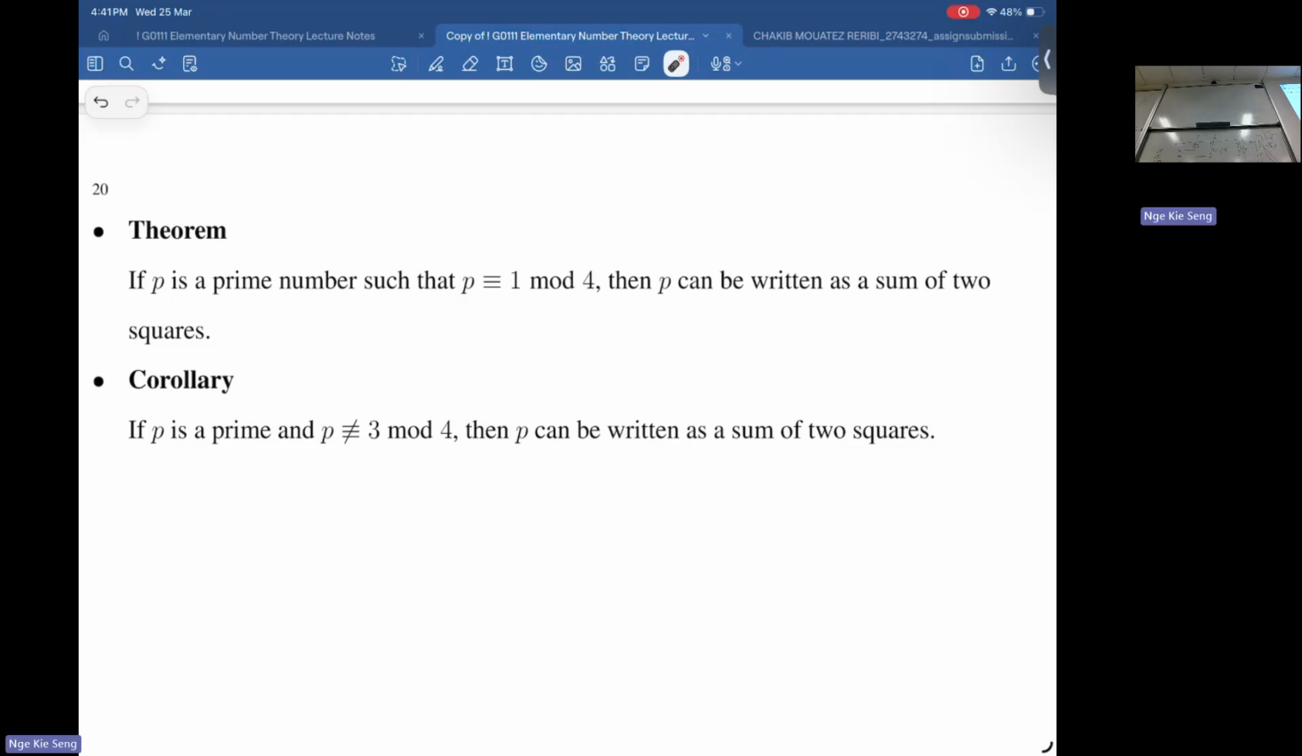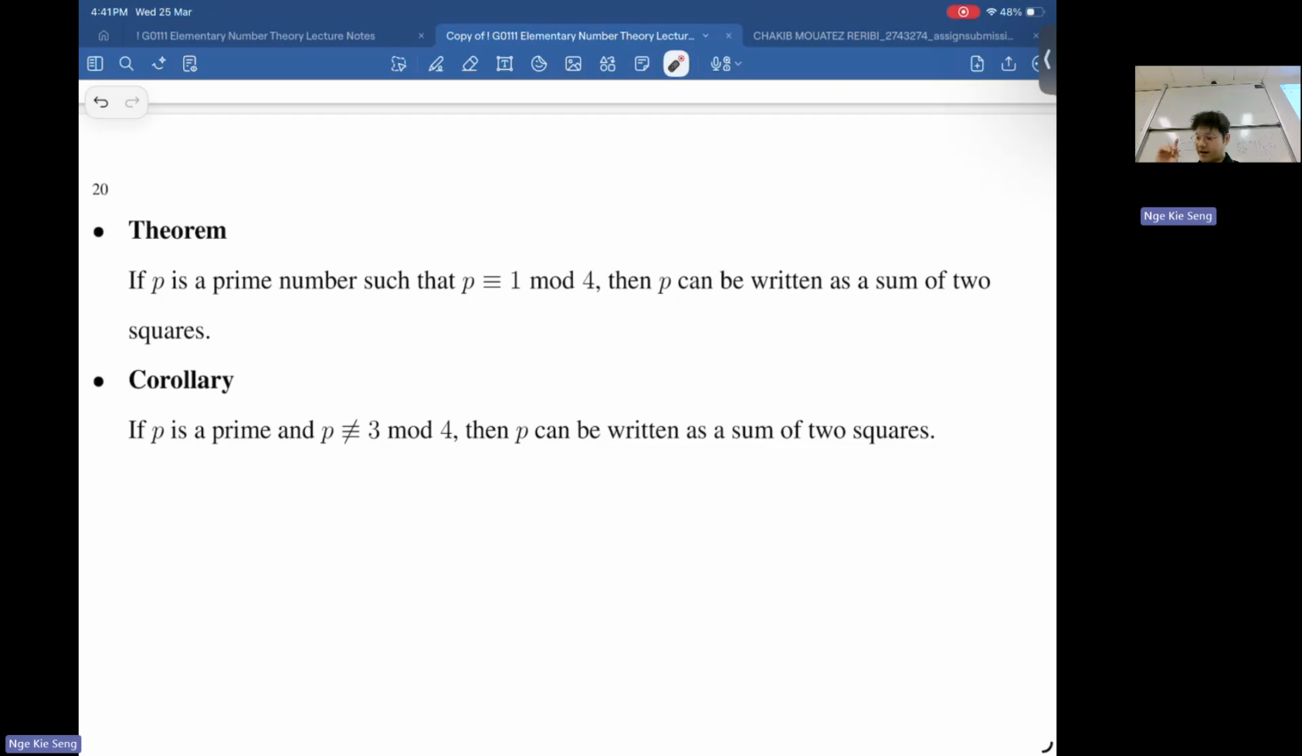Just now we looked at 101, right? 101 is a prime. It's also 1 mod 4. So we have managed to write it as a sum of 2 squares. So the corollary is: if p is a prime and p is not 3 mod 4, then p can be written as a sum of 2 squares. This is a restatement of that theorem, because if you are prime, there are only 2 possibilities. You are either 1 mod 4 or 3 mod 4. So these 2 lines are actually the same thing.